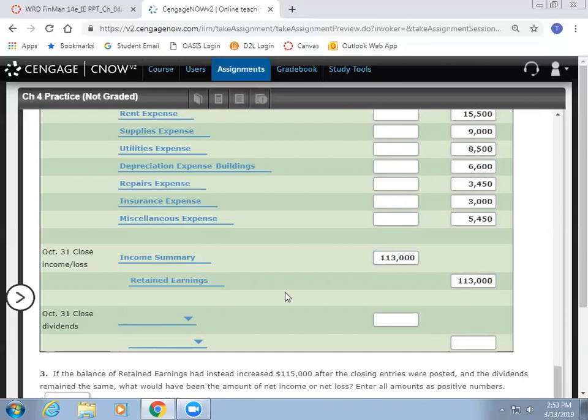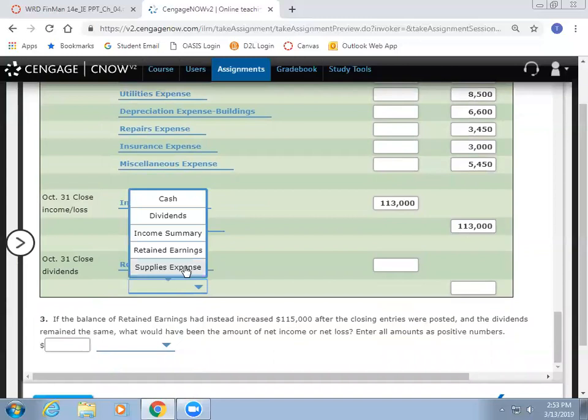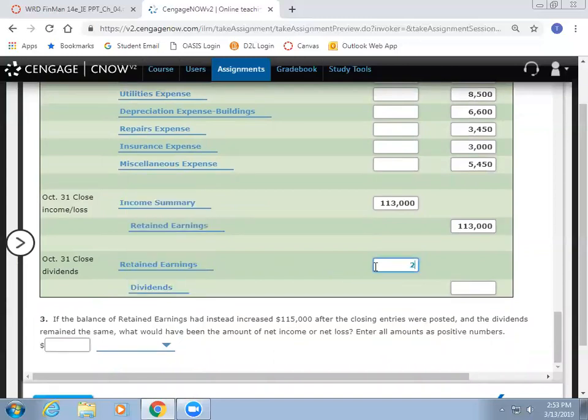And the last one is to close dividends of 20,000. Well, dividends has a debit balance. So we're going to debit retained earnings and credit dividends for the 20,000. Oh, good. We don't do a post-closing trial balance. Okay. So those are the closing entries for this one.